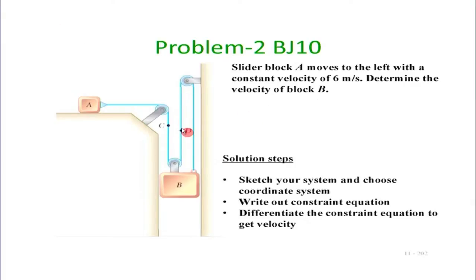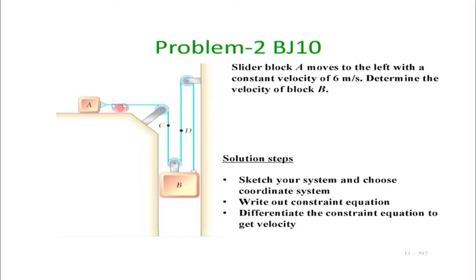The second problem is a very easy problem, again an example of what we had done. Slider block A moves to the left with a constant velocity of 6 meter per second. Determine the velocity of block B. So, what do we do? We just put our coordinate system. In principle, this is a 2 degree of freedom coordinate system: this has 1 degree of freedom x, this is the other degree of freedom y, so 2.